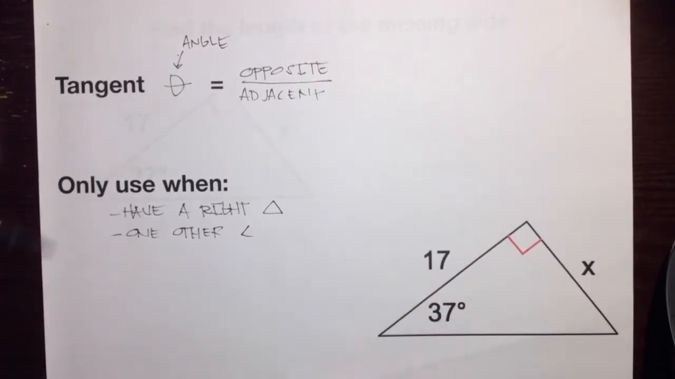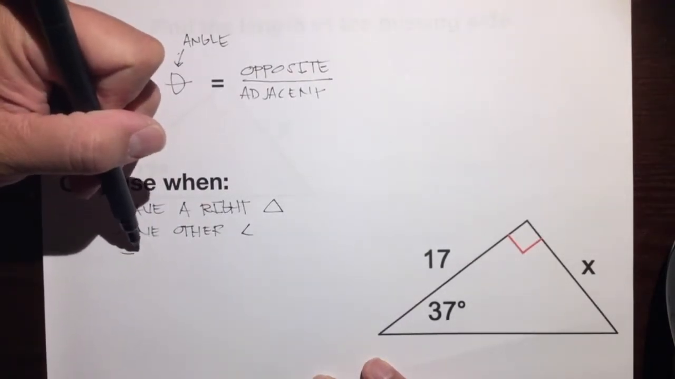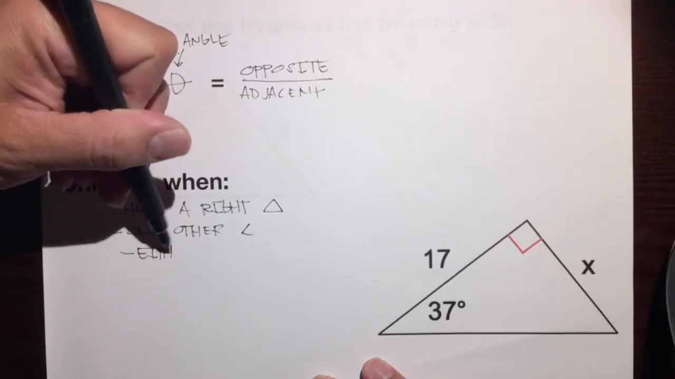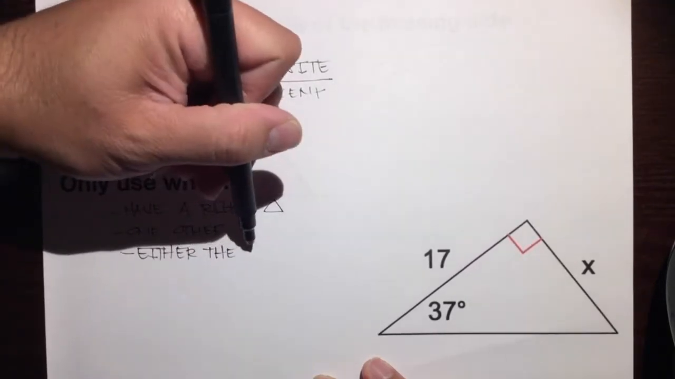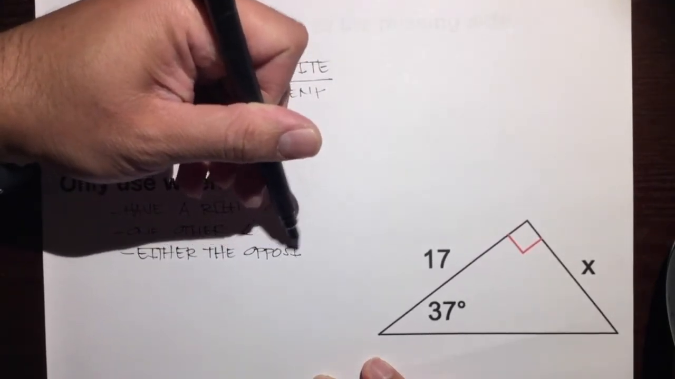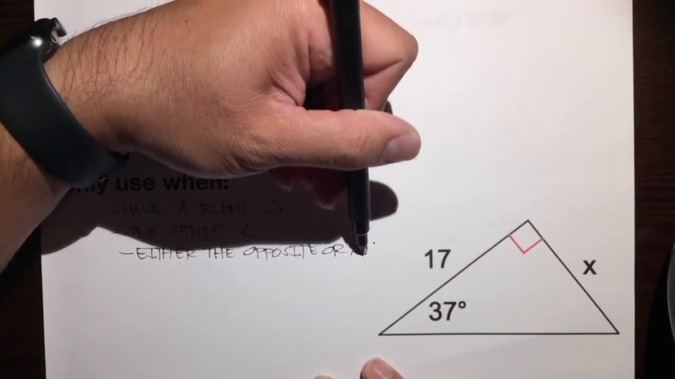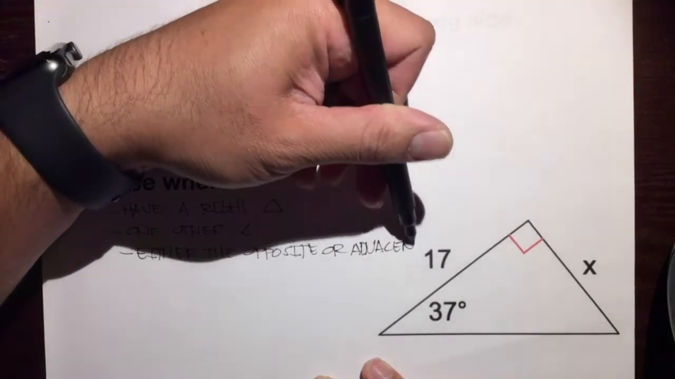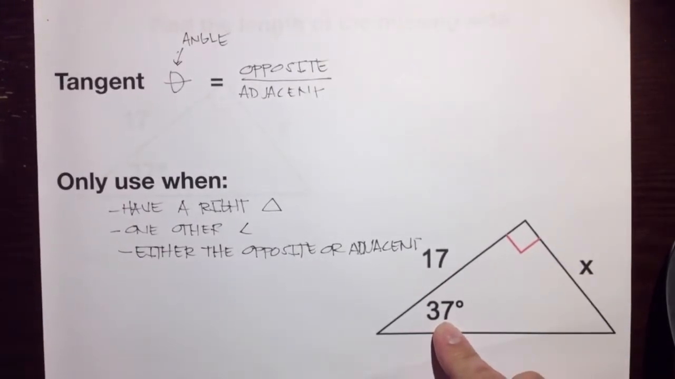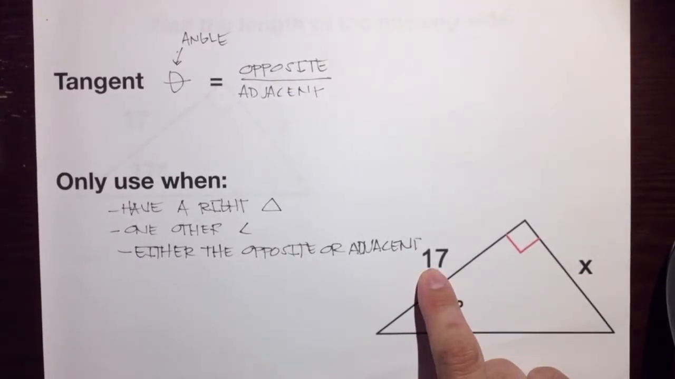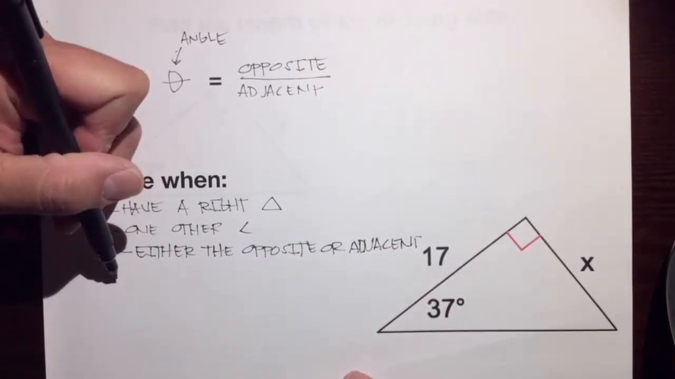And then next thing is, you have either the opposite or adjacent. So look at this. Here's our 37 degrees, that other angle, and we have its adjacent side, the side that's next to it, that's not the hypotenuse.